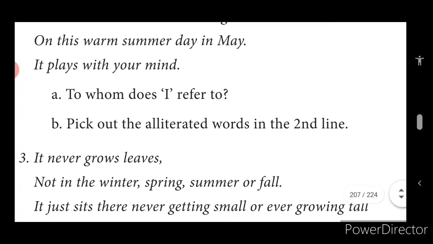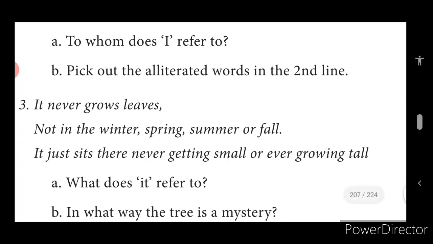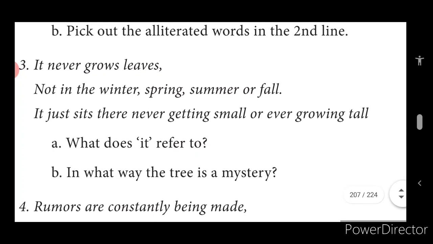Now, it never grows leaves, nor in the winter, spring, summer or fall. It just sits there, never getting small or ever growing tall. What does it refer to? It refers to the tree that is beside the house. Here, third thing, it, in the sense, is a tree. In what way is the tree mysterious? The tree is mysterious because no leaves grow in it during any one of the seasons. It neither grows tall nor does it become short.